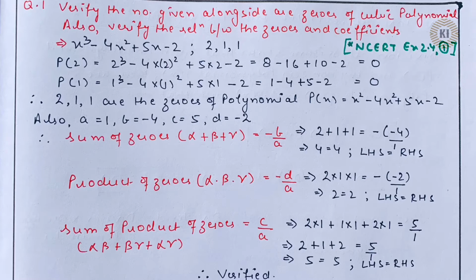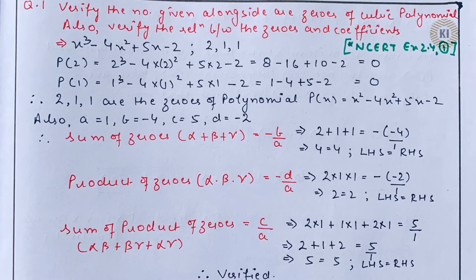Now product of zeros, alpha into beta into gamma, as we have seen in our previous slide, is minus d by a. Now on the left hand side, I will manually multiply the three zeros, and on the right hand side, by the formula, I will substitute. So manually multiplying the 3 zeros, that means 2 into 1 into 1, you will get 2. And on the right hand side, from the formula minus d upon a, you are getting minus into minus 2, that means 2. So left hand side and right hand side, both you are getting 2. So product of zeros is verified.